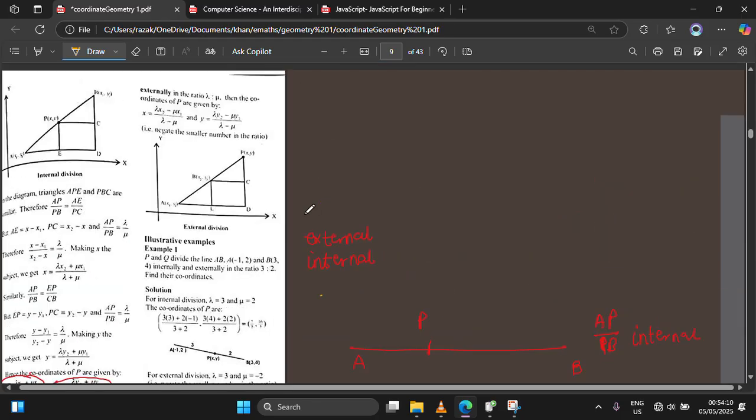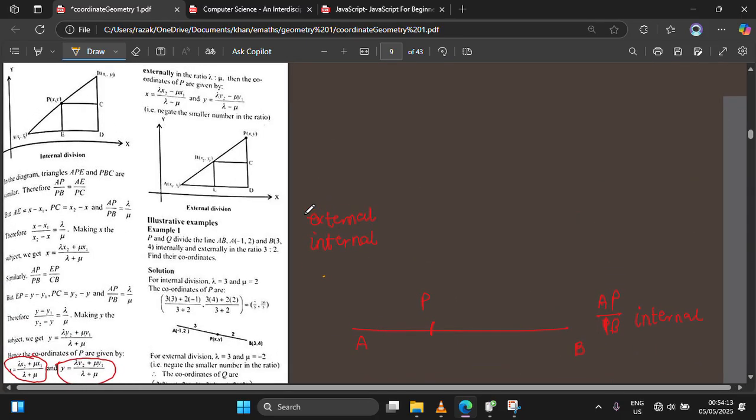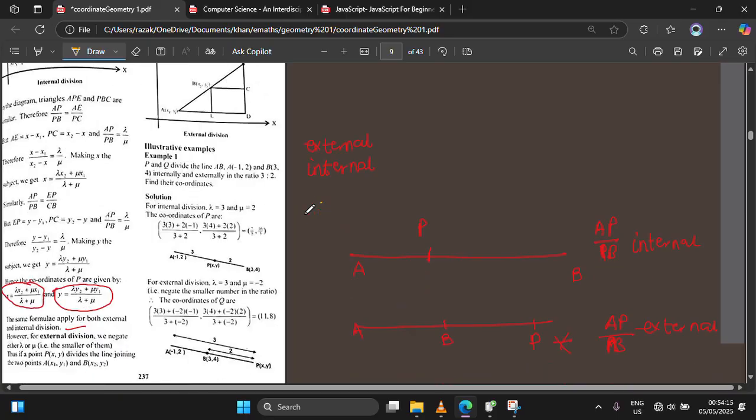I think we'll move on with our first example. So let's take our first example, which is example 1. In example 1, P and Q divide the line AB, with the coordinates of A and B being given, internally and externally in the ratio 3:2, right? So the ratio given here is 3:2. Find their coordinates, internally and externally. So we'll do first for internally.